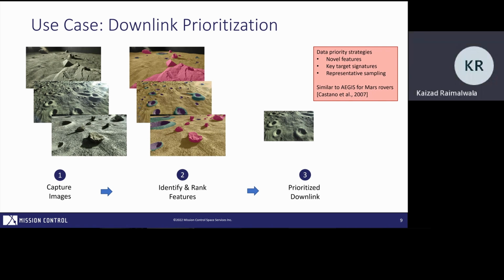Another use case: if you have several images being collected as the rover is driving from point A to point B, and of course, if you have a very constrained downlink capacity, you want to downlink just the higher priority data products at the start to inform some of the upcoming decisions and tactical cycles. Then you can use this capability to identify and rank several features and then downlink the most important ones. A lot of the strategies here are similar to the AEGIS system for Mars rovers, which some of you might be familiar with.